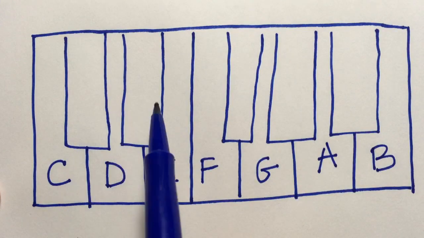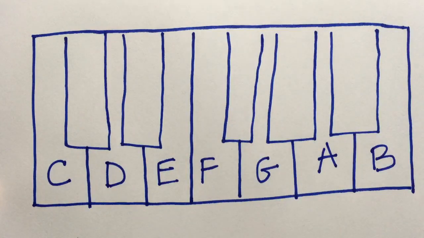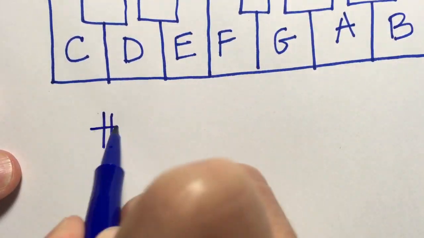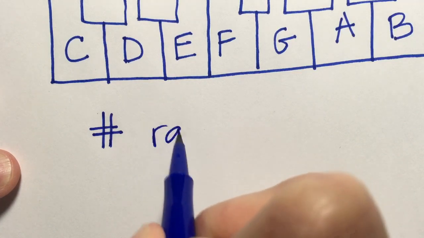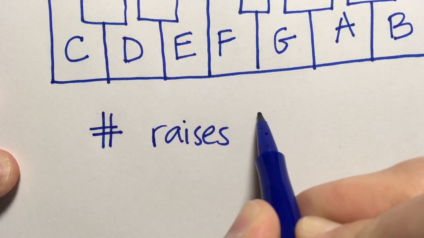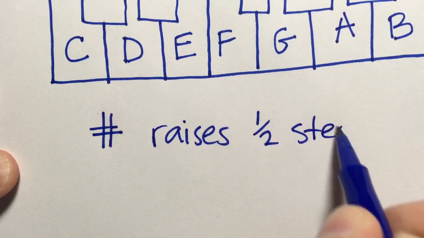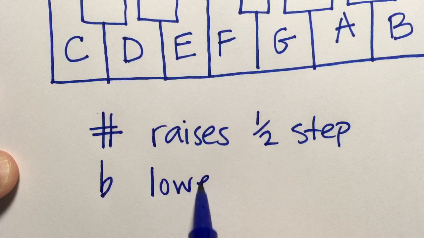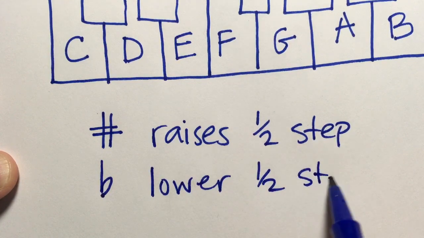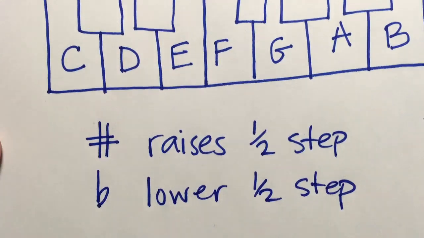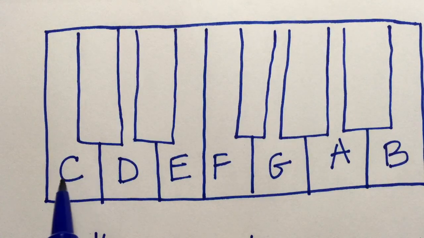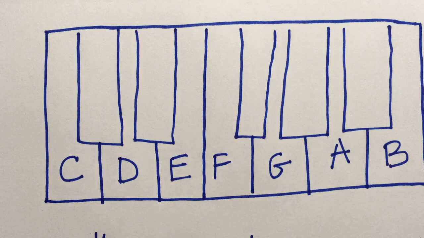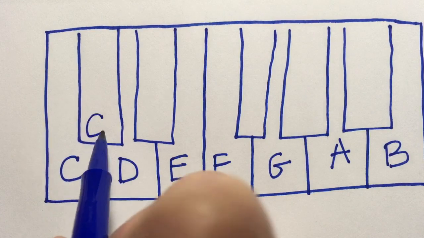Now, these keys here at the top that are not labeled, if you remember, a sharp is going to raise a note a half step. A flat is going to lower a note a half step. So with that in mind, if this is C, we want to raise C a half step. So this note right here is going to be C sharp.